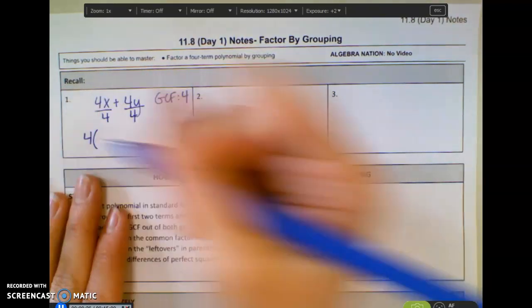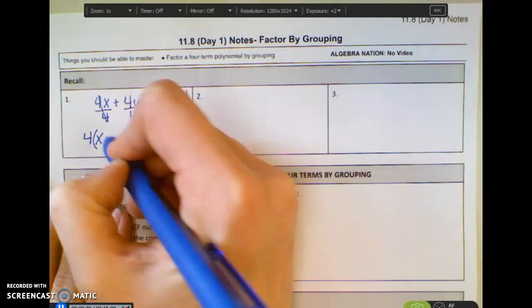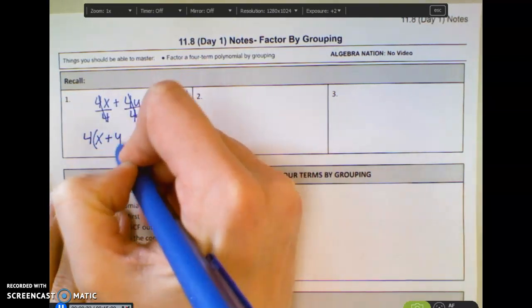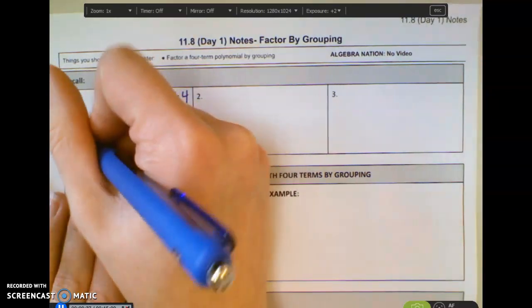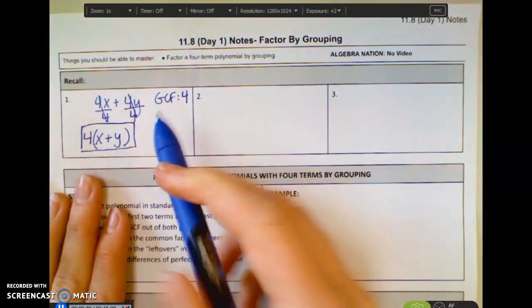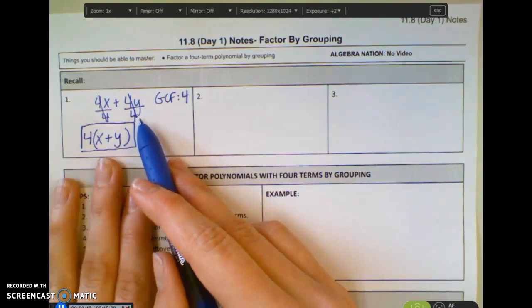We put our GCF down here, and then what's left? Well, the 4's cancel, and I'm left with x, plus the 4's cancel, and I'm left with y. Can we factor x plus y any further? No, we can't, so we're done. So don't forget, at the beginning of every problem, we always ask ourselves if there's a GCF.